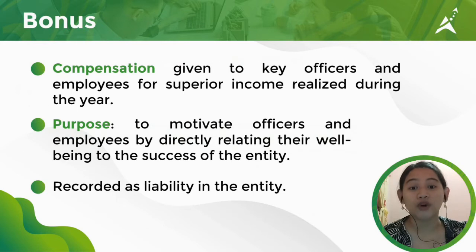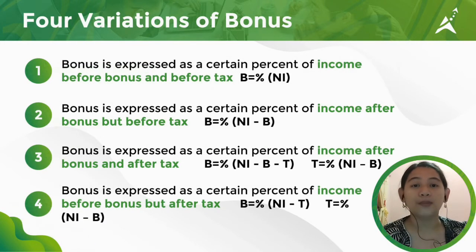Now, this bonus has 4 variations. First, the bonus is expressed as a certain percent of income before bonus and before tax. Second, bonus is expressed as a certain percent of income after bonus but before tax. Third, bonus is expressed as a certain percent of income after bonus and after tax. And lastly, the fourth variation, bonus is expressed as a certain percent of income before bonus but after tax. Now, itong 4 variations, this tackles on how to compute the bonus.